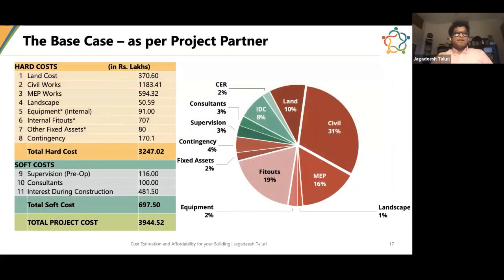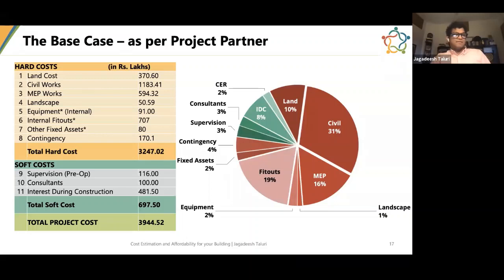Now, if I had actually sat with the developer and understood his project, this is the kind of scenario that this 10,000 square meter building will have. The land cost will be, let's say, all the figures will be in lakhs, let's say 370 lakhs, and civil works, MEP works, landscape, equipment, internal fit outs, contingency.